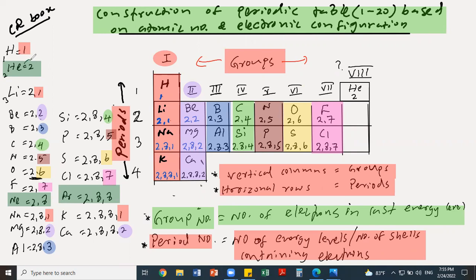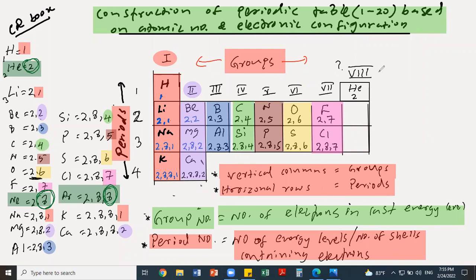Helium, the first energy level, any atom can keep a maximum of 2 electrons. Helium, that is completed, satisfied. Neon, outermost shell 8 electrons is filled, cannot keep more than that, satisfied. Argon, third one, is occupied with the maximum number of electrons. Therefore these three are fully satisfied with the maximum number of electrons. If the outermost shell is completely filled, such elements are called noble gases.